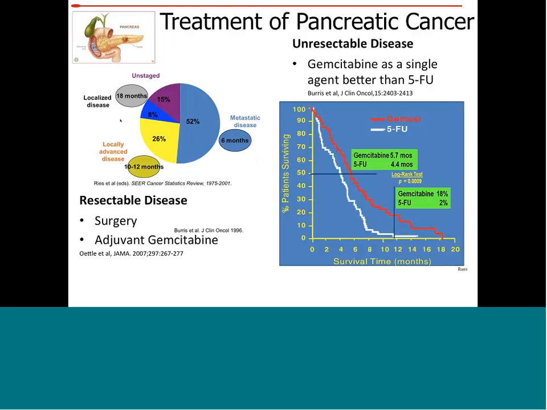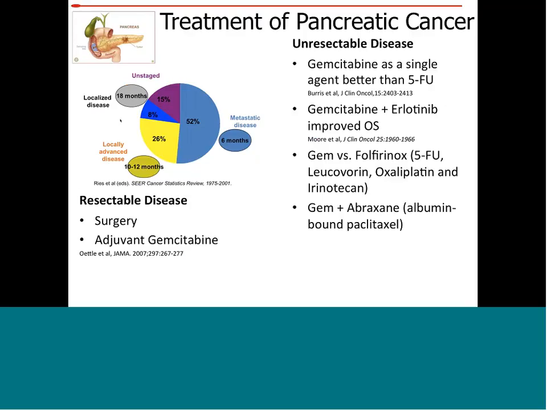Just to give you an idea of why this is important, pancreatic cancer is a very deadly disease, as shown here. Most people present with unresectable disease, and most of them present with metastatic disease. Gemcitabine is the standard of care, and there have been some new therapies that have come out lately, such as FOLFIRINOX, that seems to be a little bit better than gemcitabine. But in general, there are really no treatment options for this disease, especially when you present with unresectable disease.